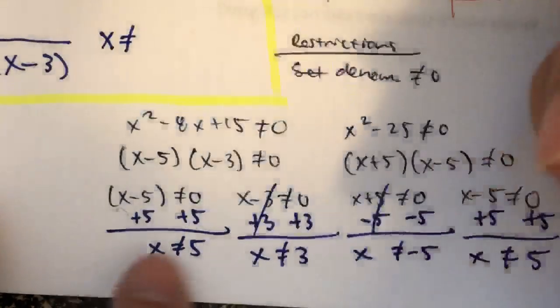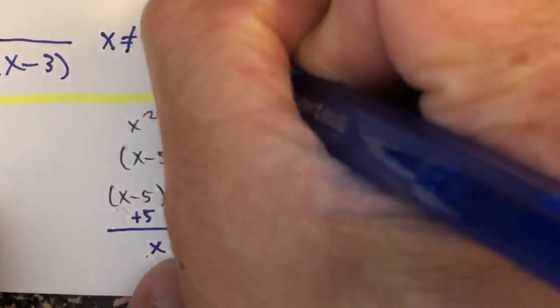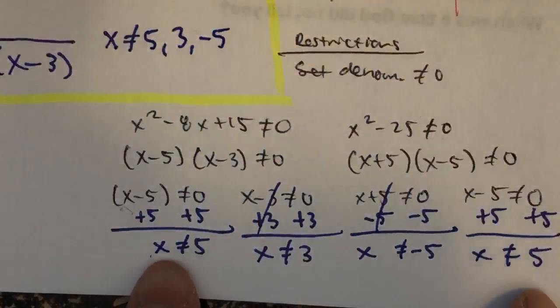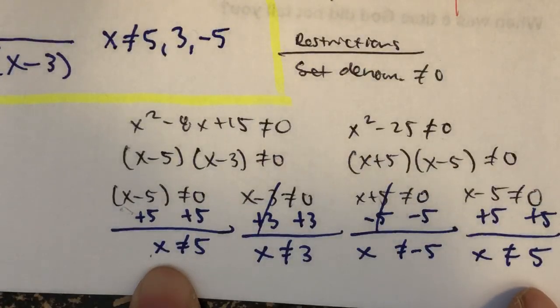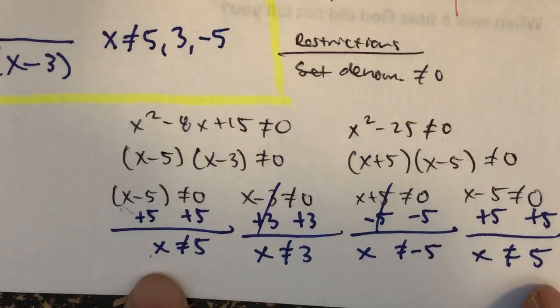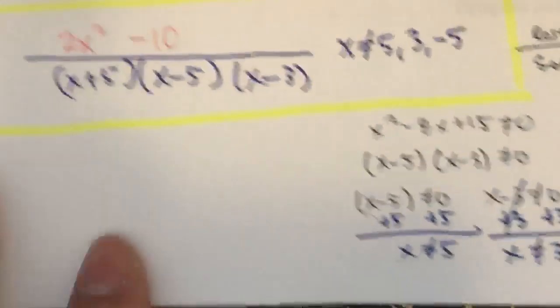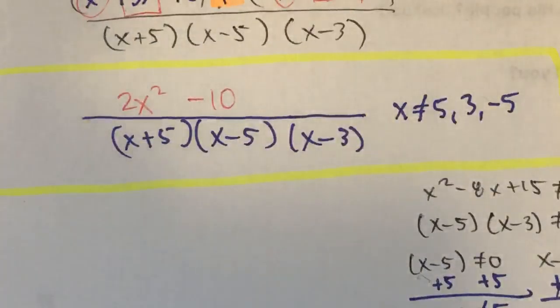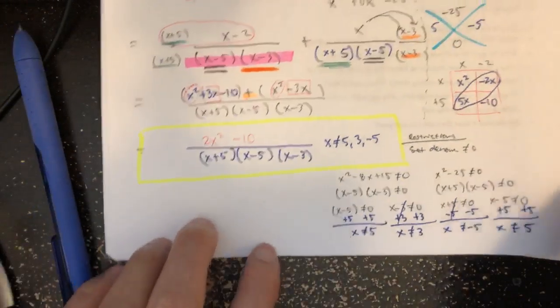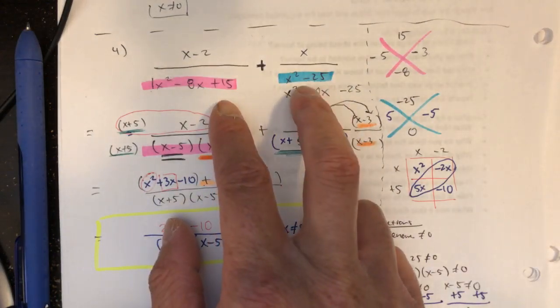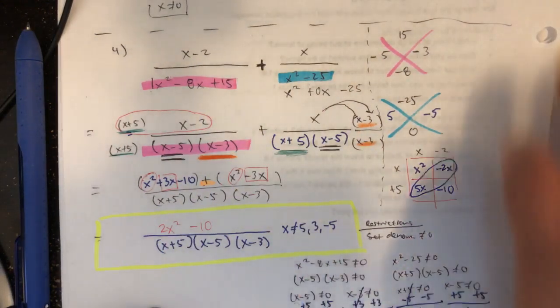So what are my restrictions? x cannot equal 5, 3, and negative 5. You don't need to list the restriction twice. It's like saying don't go faster than speed limit of 30 and don't go over the speed limit of 30. So this is question number 4. Apply the indicated operation and then the restrictions.